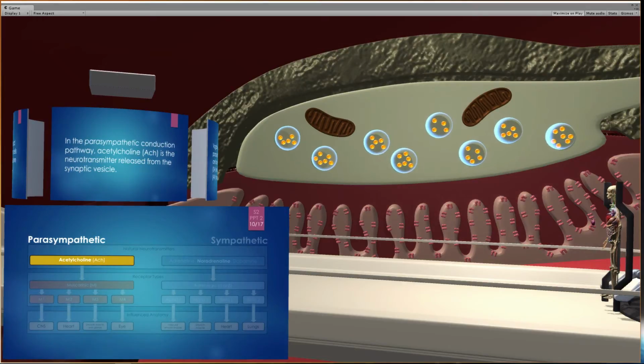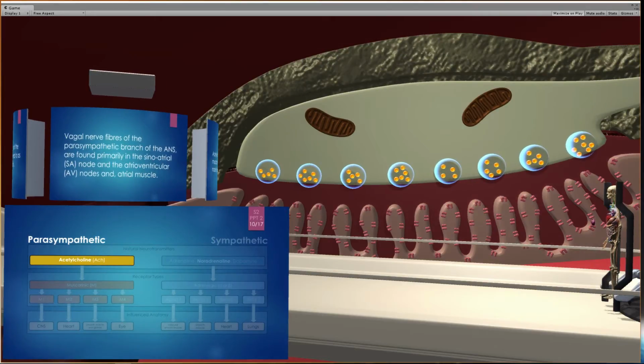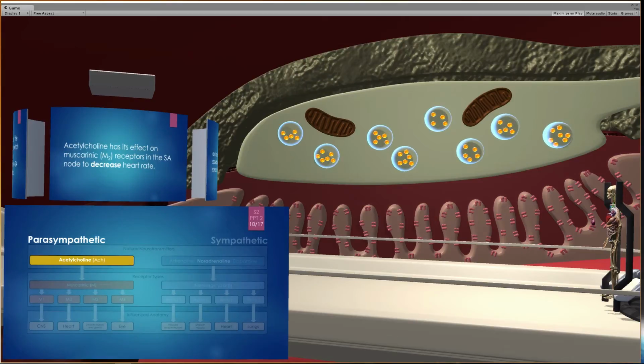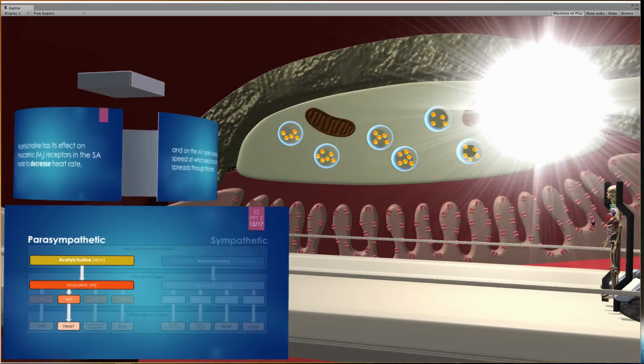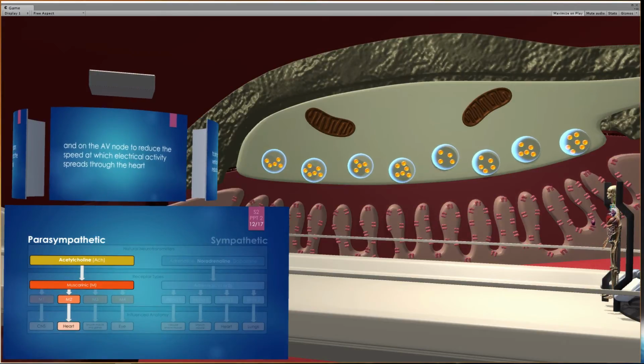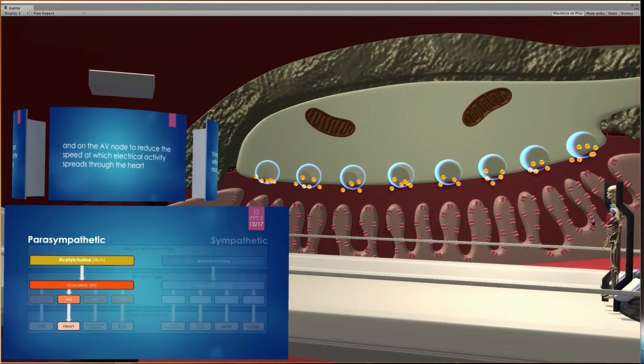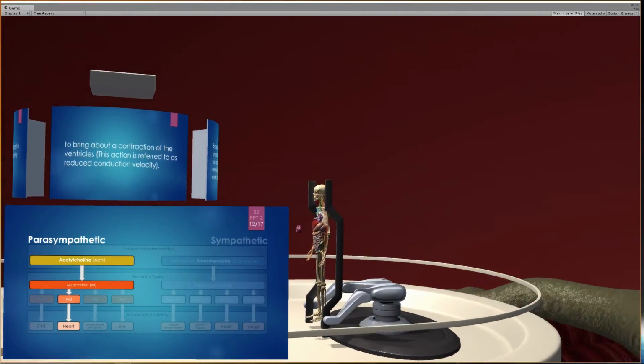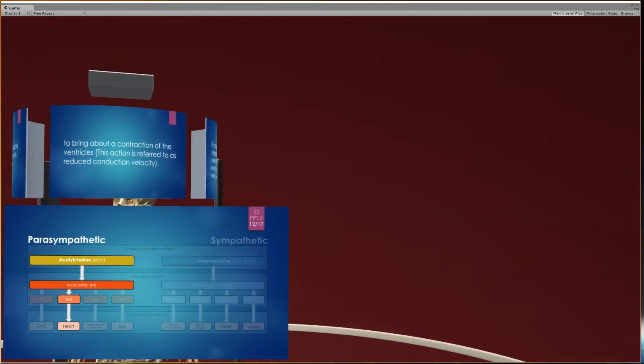Vagal nerve fibers of the parasympathetic branch of the ANS are found primarily in the sinoatrial node, the atrioventricular node, and atrial muscle. Acetylcholine has its effect on muscarinic receptors in the SA node to decrease heart rate, and on the AV node to reduce the speed at which electrical activity spreads through the heart to bring about a contraction of the ventricles. This action is referred to as reduced conduction velocity.